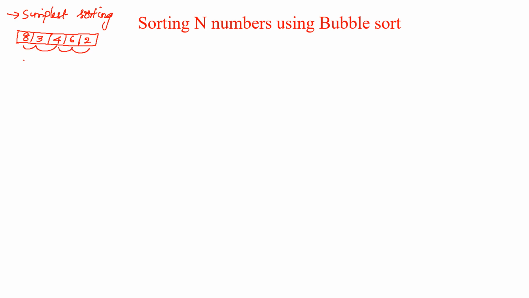So what should be your output? 2, 3, 4, 6 and 8. This should be your corresponding output. Let me first explain the working principle of how this sorting is being done. For the first case, this is the first case.